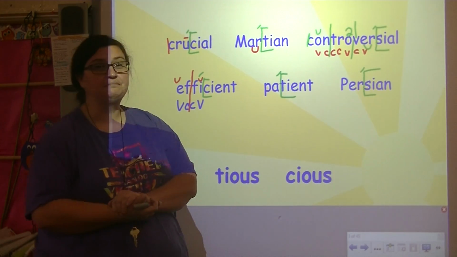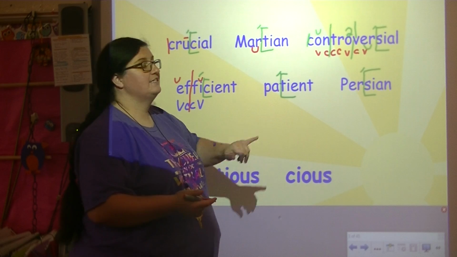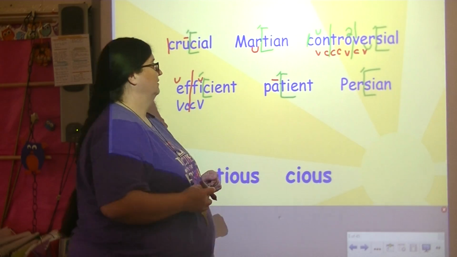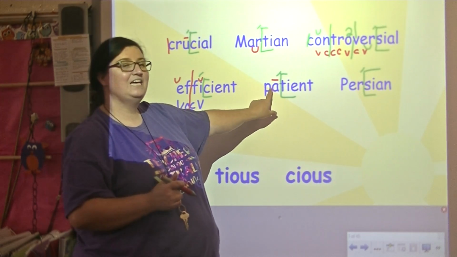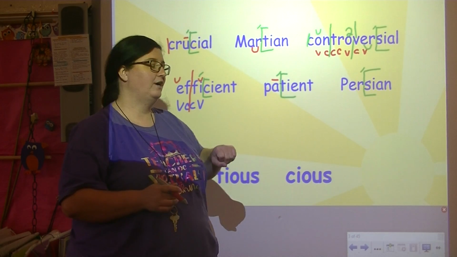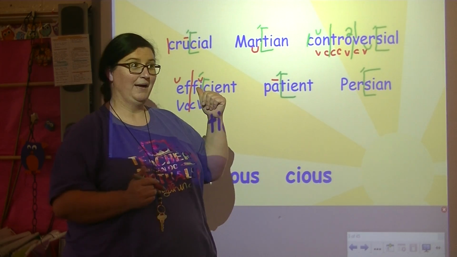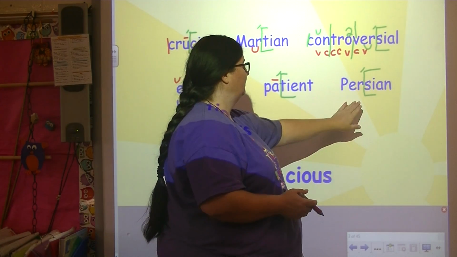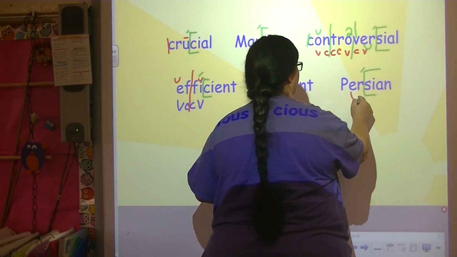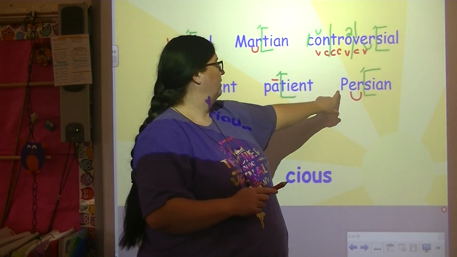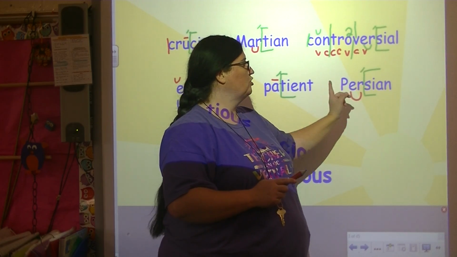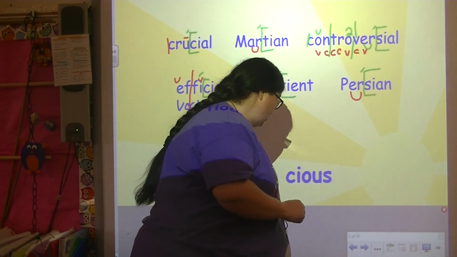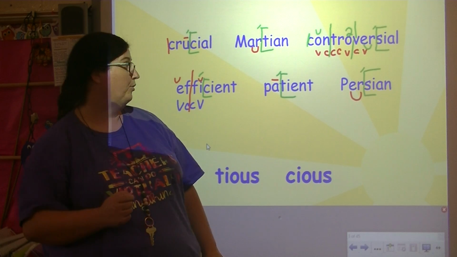Our next word. Vowel that is open and accented is long. Patient. What word? Patient. I will patiently wait, or you can be a patient at a doctor's office. Patient. And the next one we have combination ER. Persian. Persian. The Persian cat is beautiful. Persian.